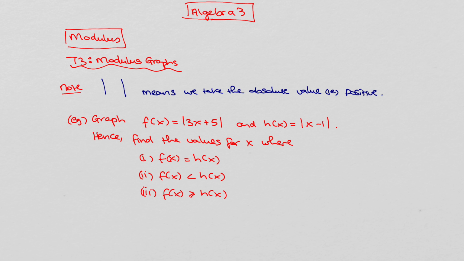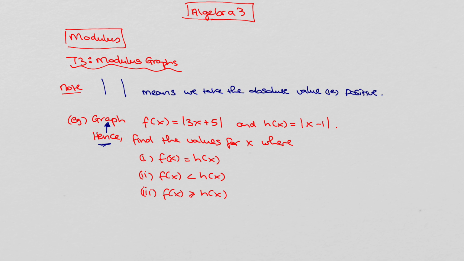So it's always important to note this word hence in a question. When it says hence in the question, that means we have to use the answers from the previous part of the question. Basically, if we've drawn the graph, then we have to use our graph to find the answers for part 1, part 2 and part 3.